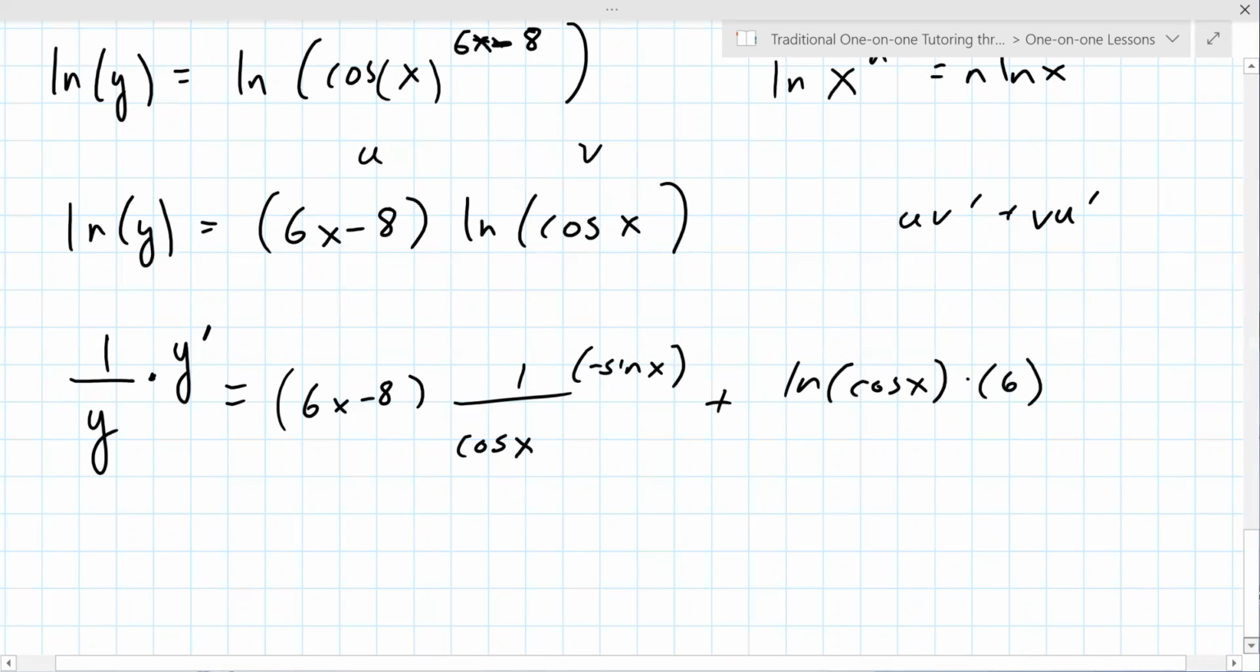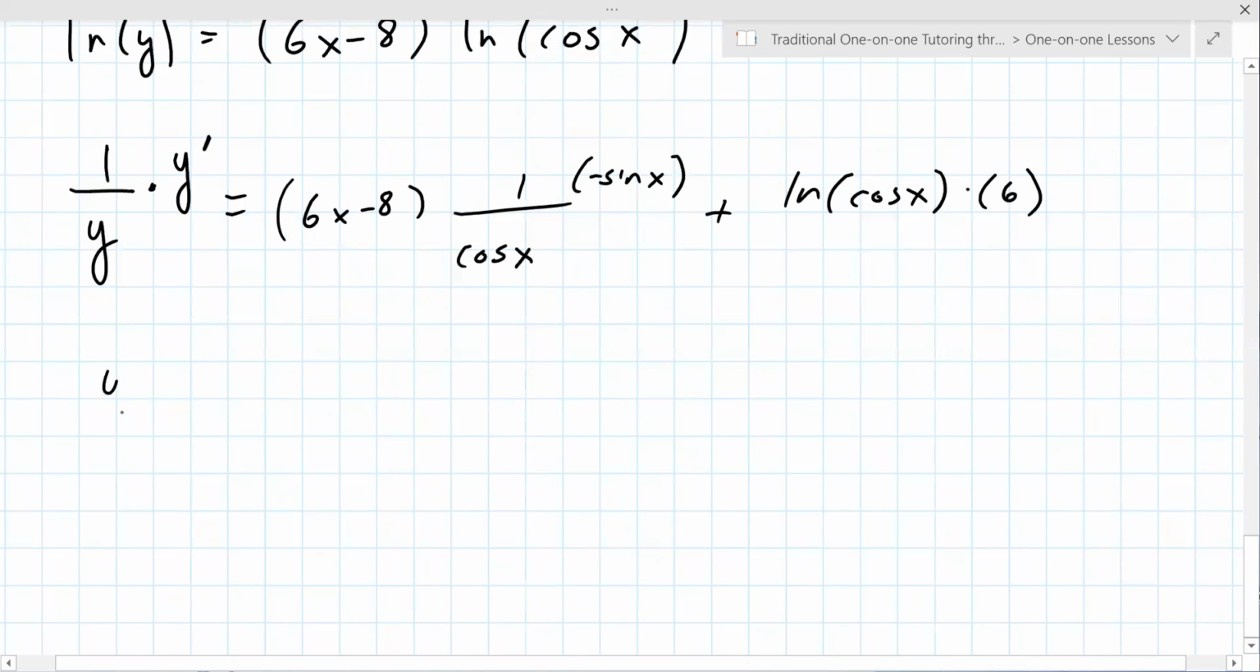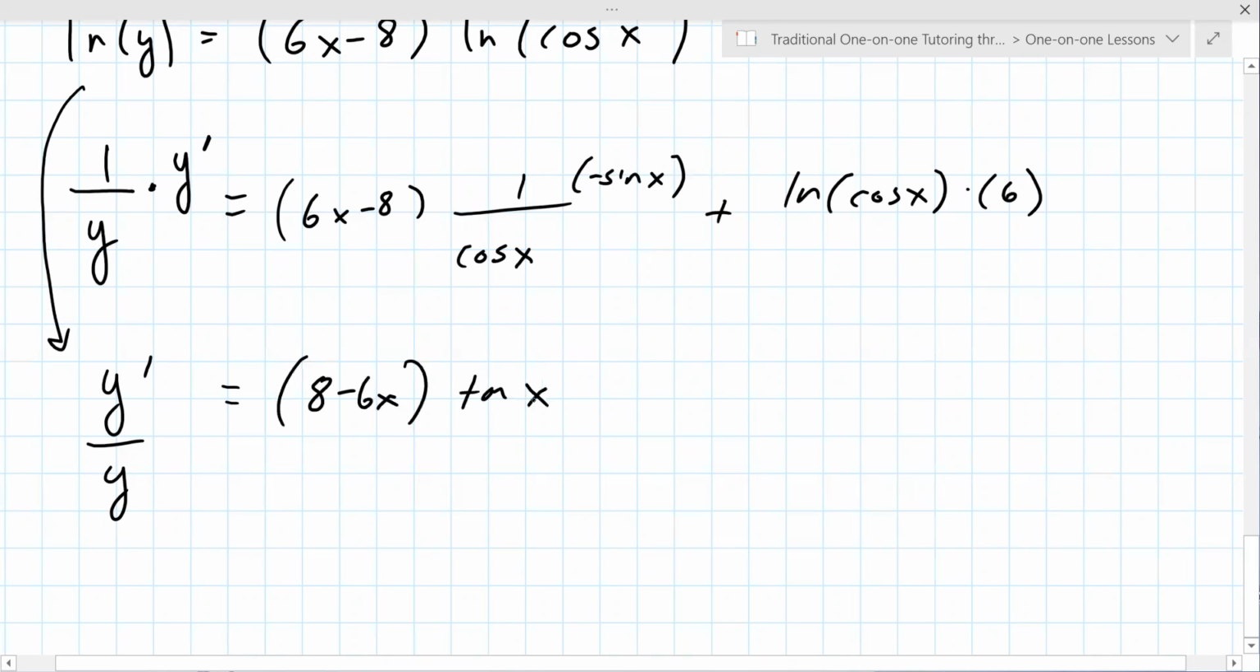Okay. Now on the left here, this is written as y prime over y. If you do a bunch of these, you will eventually just immediately write y prime over y. But for now, you can see how it becomes that. Sine over cosine is tangent. That negative can come out in front. You can even distribute the negative to both. So it becomes 8 minus 6x times the tangent of x plus 6 natural log cosine x.